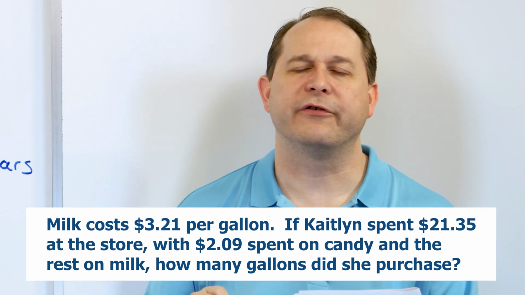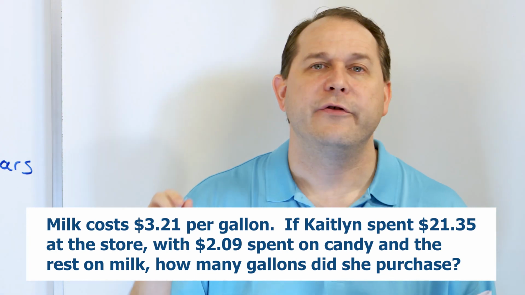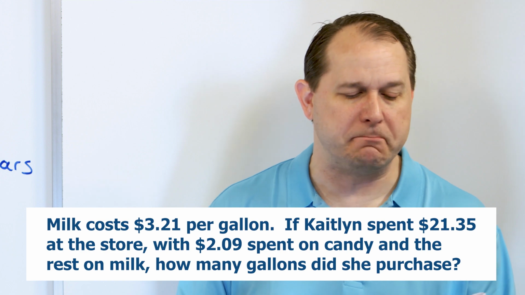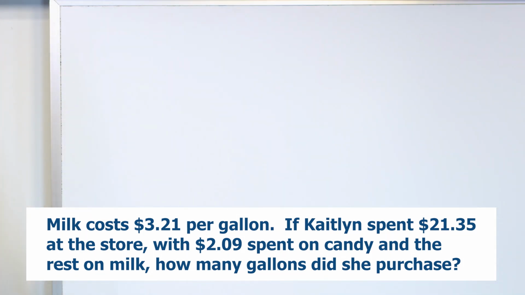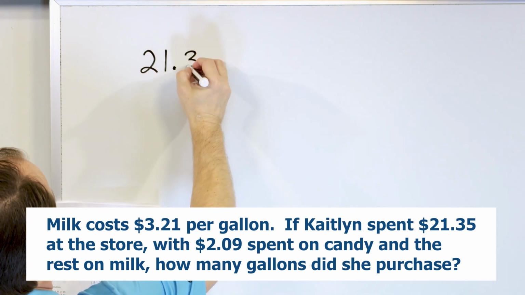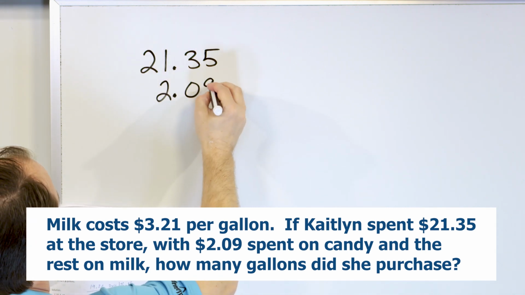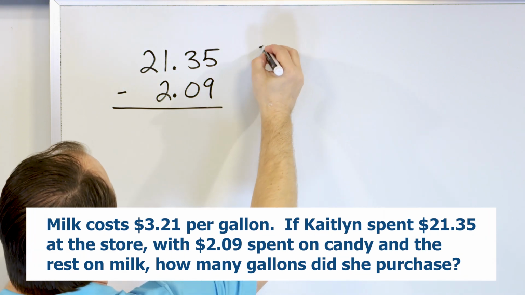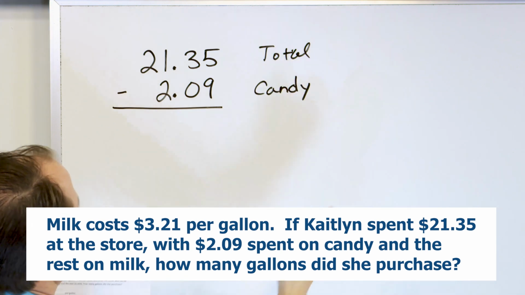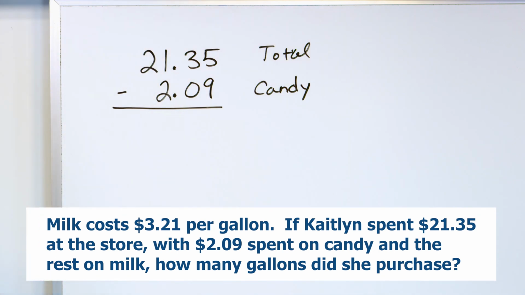Caitlin spent $21.35. However, $2.09 was spent on candy. The rest was spent on milk. So let's first figure out how much money she spent on milk. So we know from the problem statement that she spent a total of $21.35. We know that she spent on candy $2.09, and we're going to subtract these because this is the total dollars, and this is the candy. So if she only spent money on candy and milk, if I subtract the candy, then what's left over must be the milk. So what do I have here?